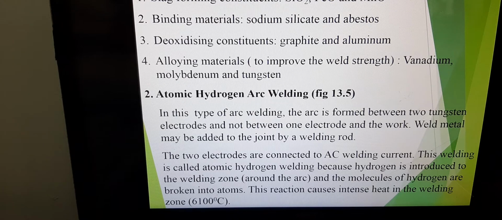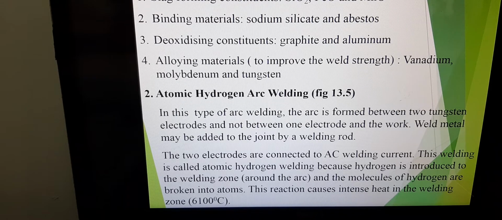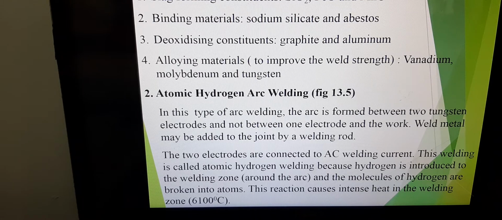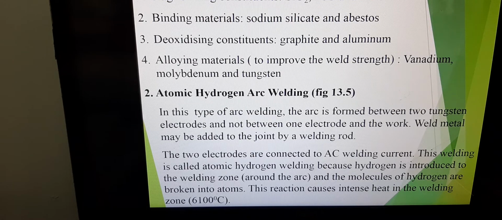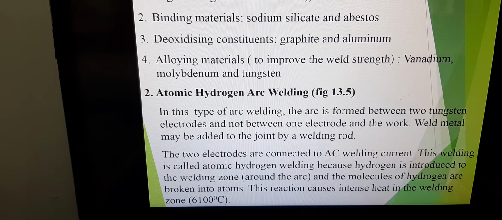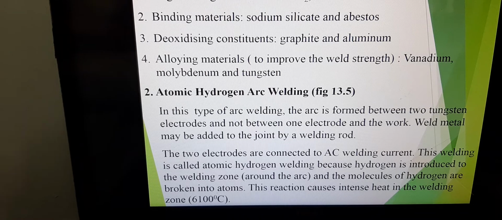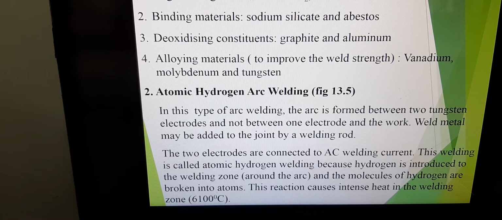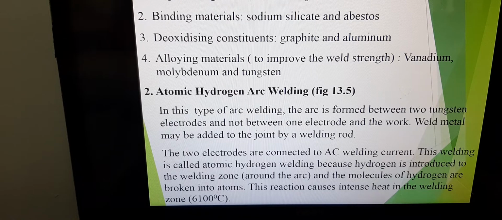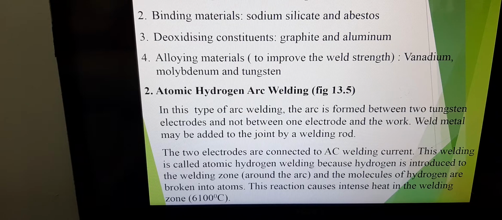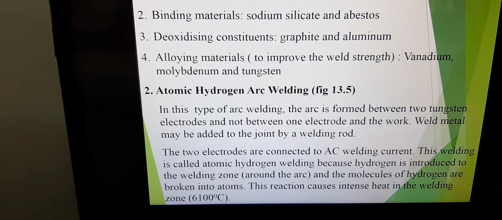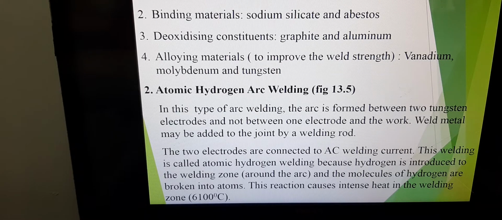Let's look at the first process, atomic hydrogen arc welding. What is atomic hydrogen arc welding? In this type of arc welding, the arc is formed between two tungsten electrodes and not between one electrode and the work. Okay, so we are not interested in the concept of arc welding. You already did it in your manufacturing processes lab. I'm more concerned about how the process works, the highlight of this process, and the mechanism used to protect this process from oxidation.